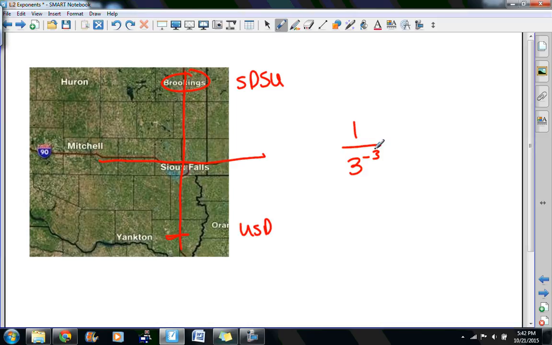If I'm at USD, I'm really unhappy. What you need to do in this situation is I need to go back to SDSU. I need to go back to the numerator. And because I'm back in Brookings, I'm going to be feeling a lot better. And now I'm a positive exponent. So you can think of it as 3 cubed over 1, or 1 over 3 to the negative third. So if I'm down in Vermilion, I'm unhappy and I need to move up. When I move, I become a positive exponent.